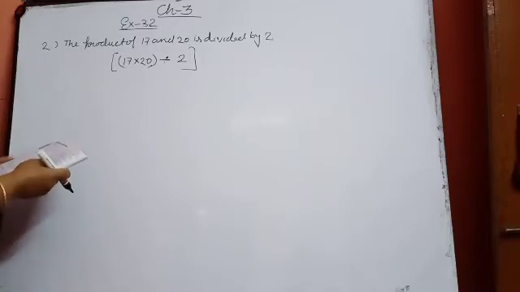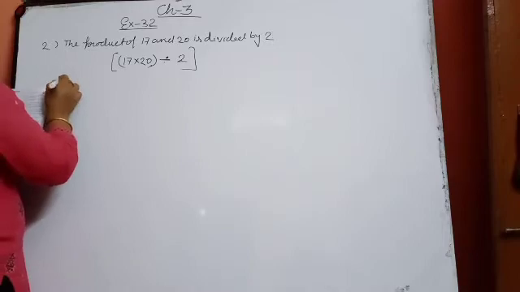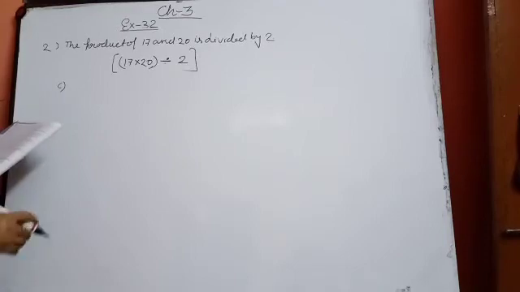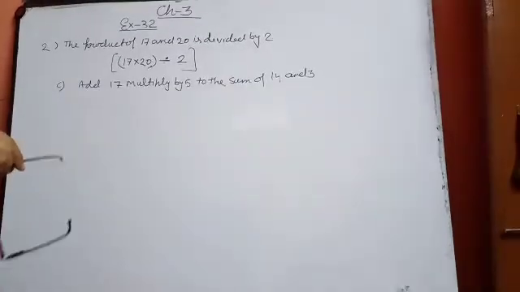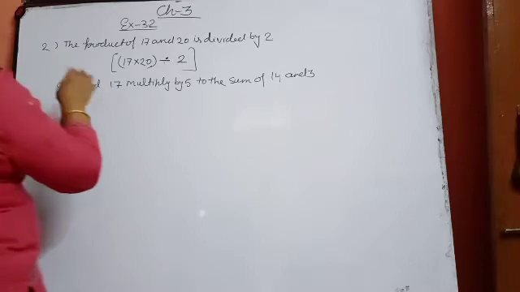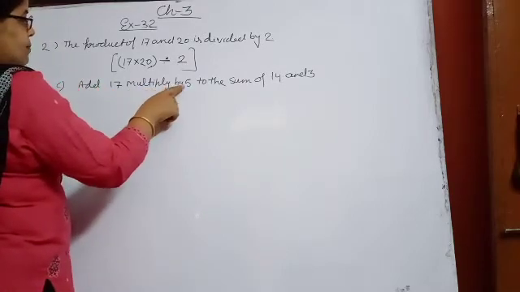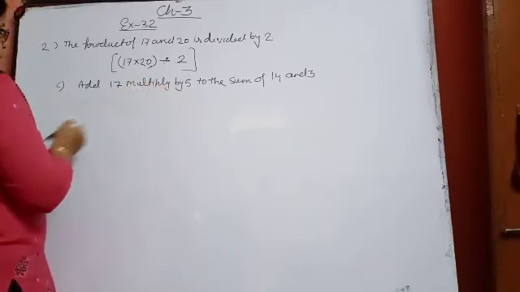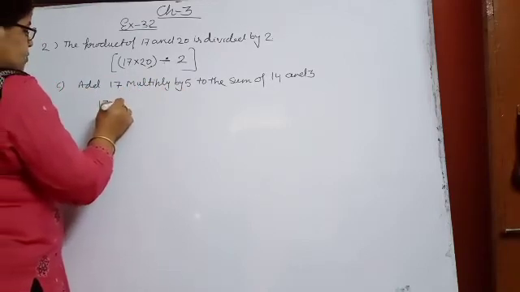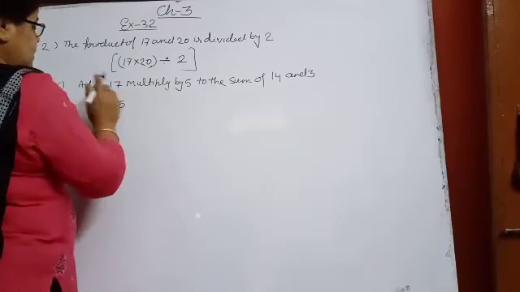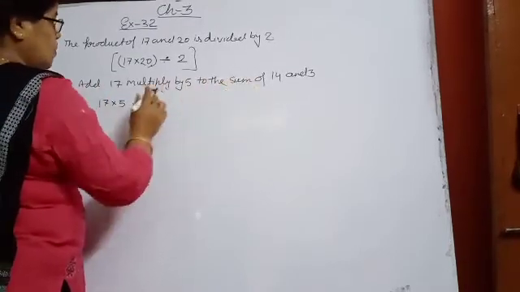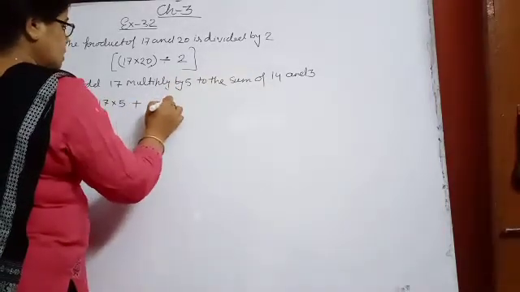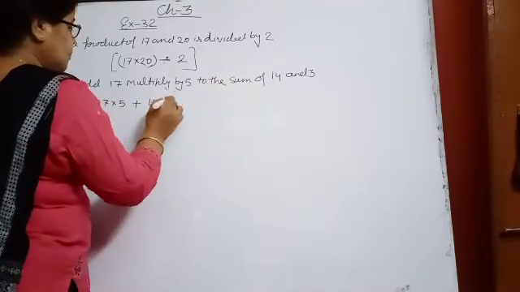One more part I am going to do, that is the C part. And what is in the C part? Add 17 multiplied by 5. First, 17 multiplied by 5. How will we write this? Add means plus, to the sum of 14 and 3. Sum means plus. To the sum of 14 and 3.